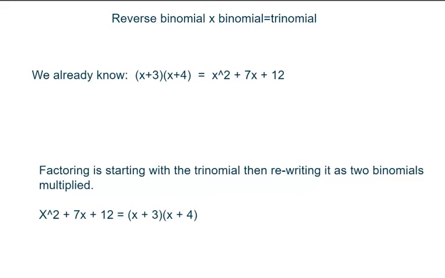Now, today's main lesson is let's reverse the fact that a binomial times a binomial equals a trinomial. The example that I've started with is we all know x plus 3 times x plus 4 gives us the trinomial x squared plus 7x plus 12. Well, factoring is when I start with that trinomial and I rewrite it as the product of two binomials, x plus 3 times x plus 4.